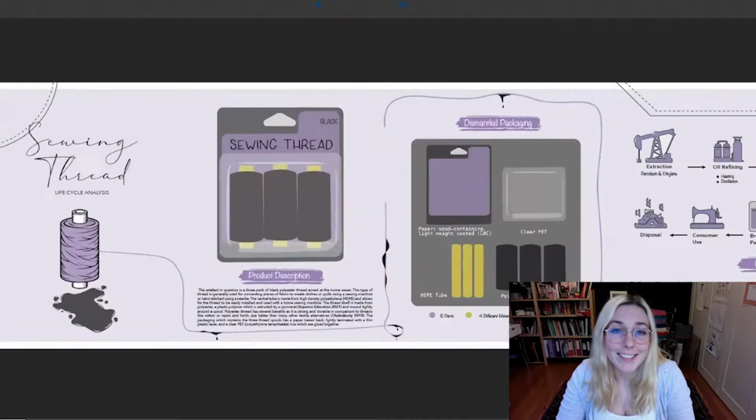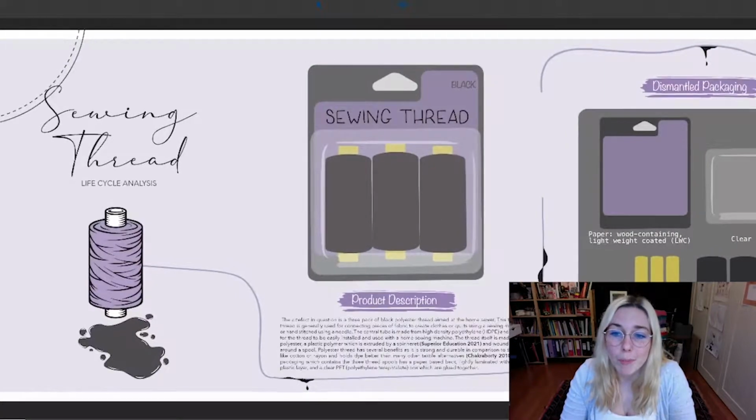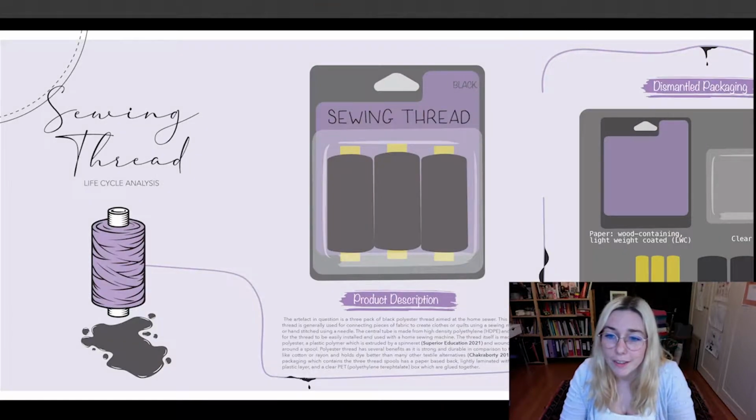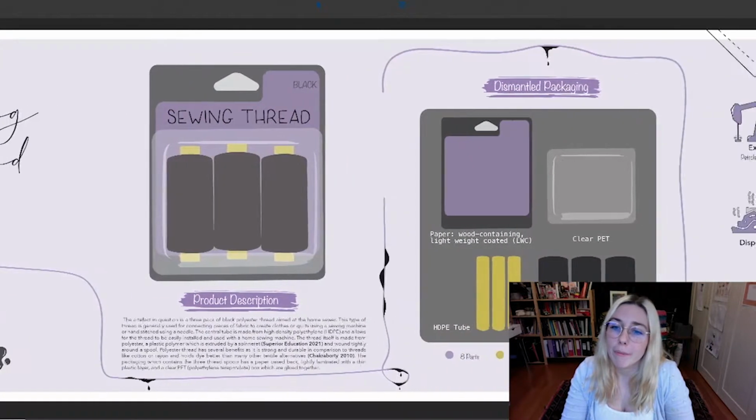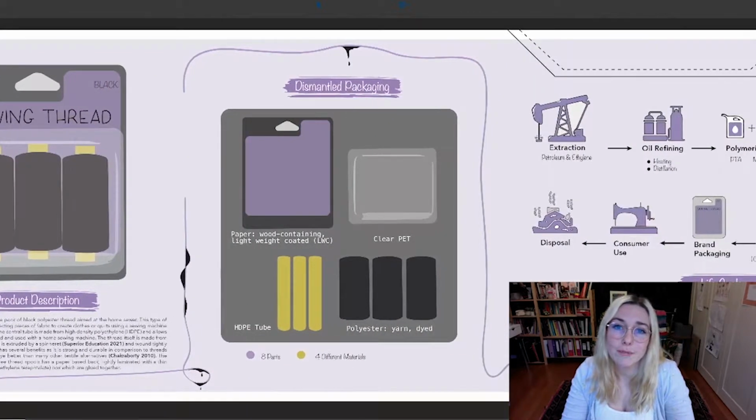Our life cycle analysis and redesign is based on a 3-pack of black polyester thread. This type of thread is generally used for connecting pieces of fabric to create clothes or quilts, using a sewing machine or hand-stitched using a needle. Polyester thread has several benefits as it is strong and durable in comparison to threads like cotton or rayon, and holds dye better than many other textile alternatives.